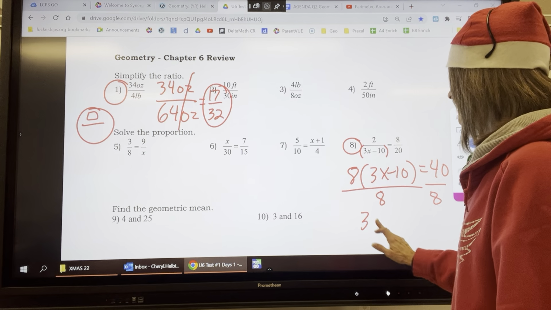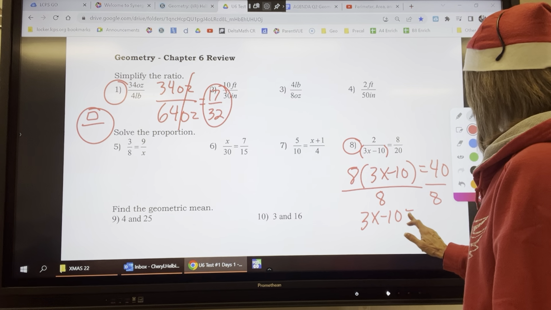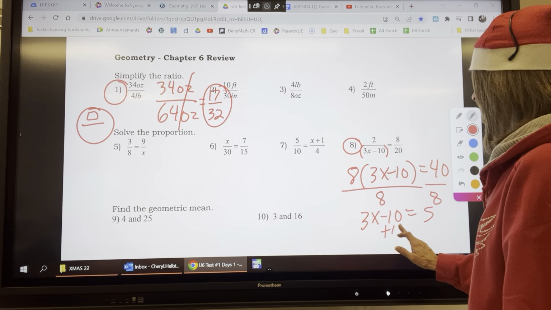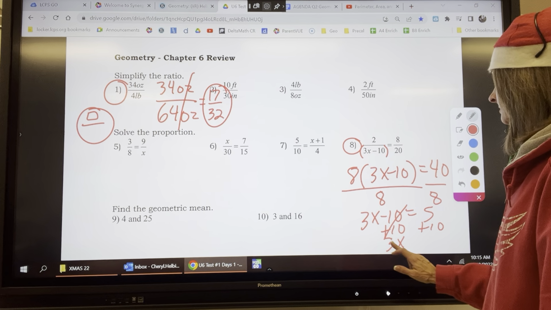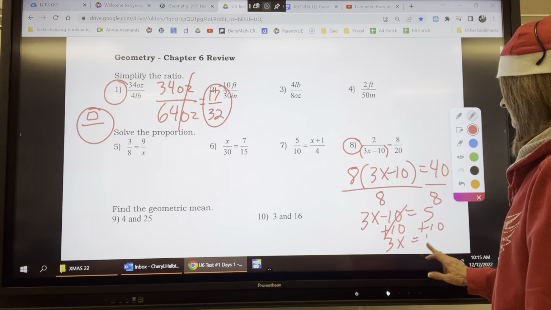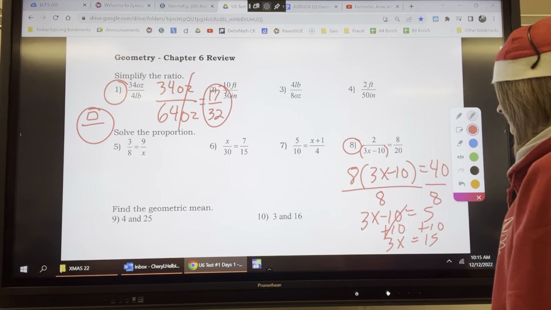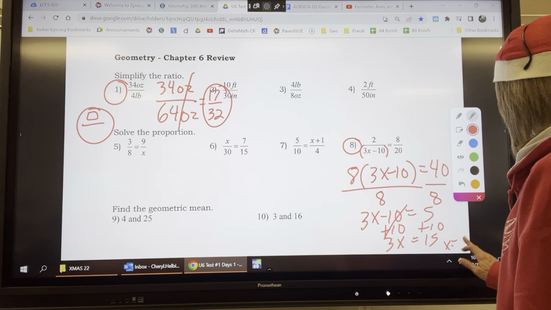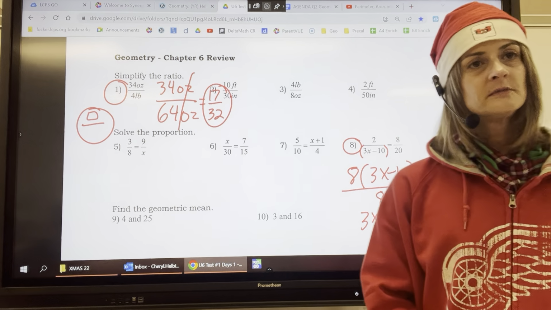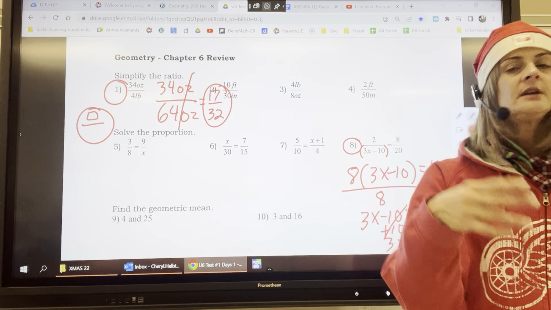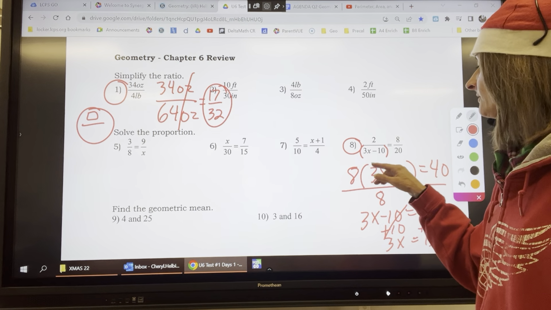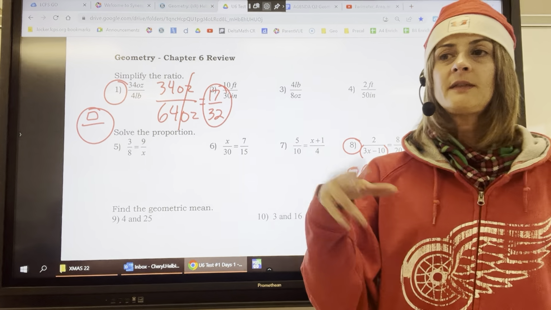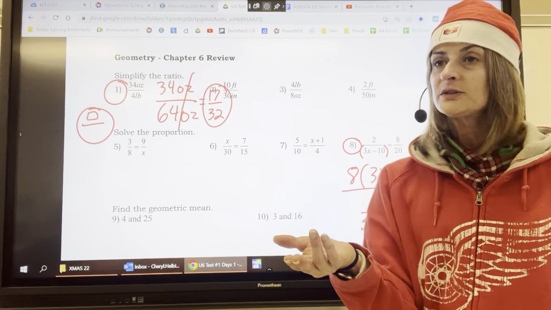This becomes 3x minus 10 equals 5. Plus 10, plus 10. Somebody's checking my work, because I do make mistakes. I have 3x going into 15, so I'm getting x is 5. Did anyone else get x is 5? Did anyone distribute the 8 to the 3x and to the 10 and get like 24x minus 80 and then do the problem that way? Did you also get the same answer?